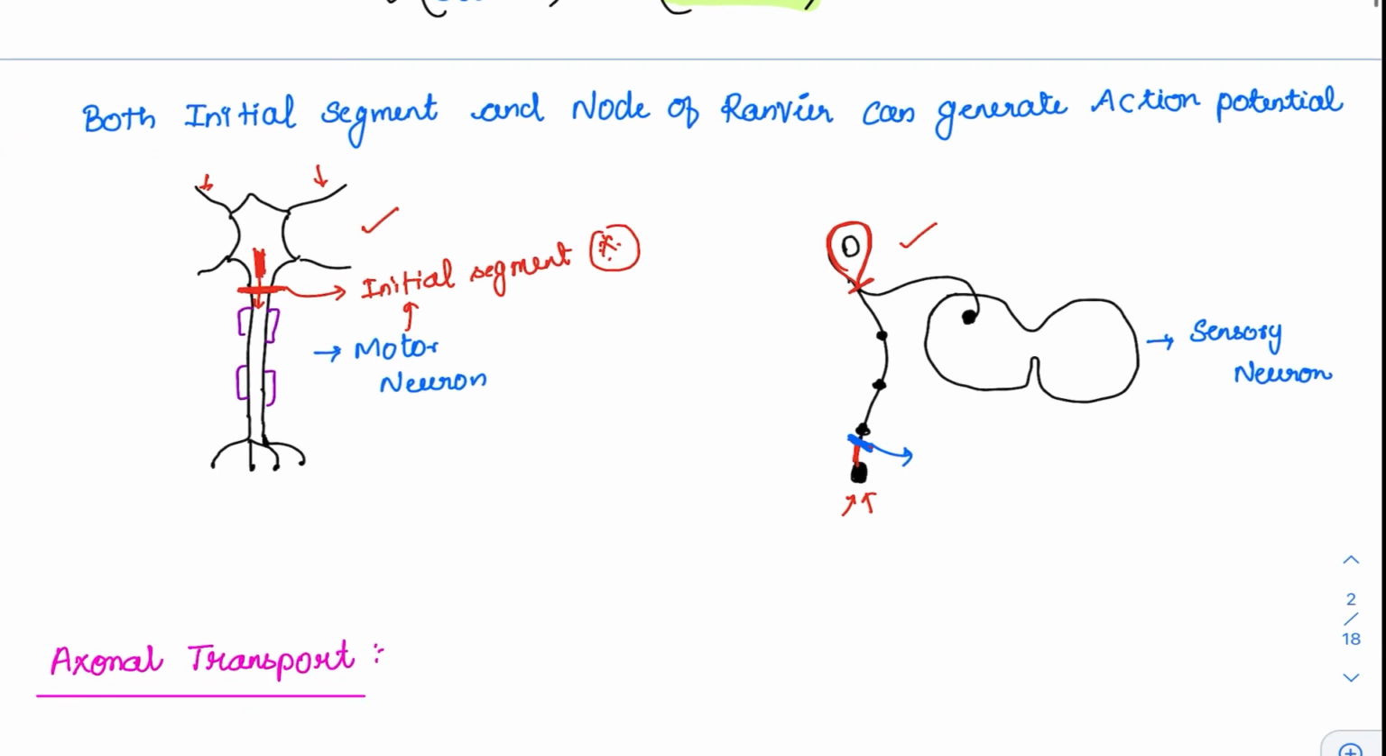So if the question is for a sensory neuron, then our answer is completely different. So we have to go for the node of Ranvier. So the node of Ranvier is our answer here.